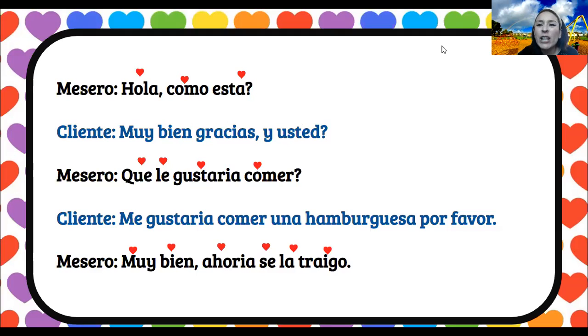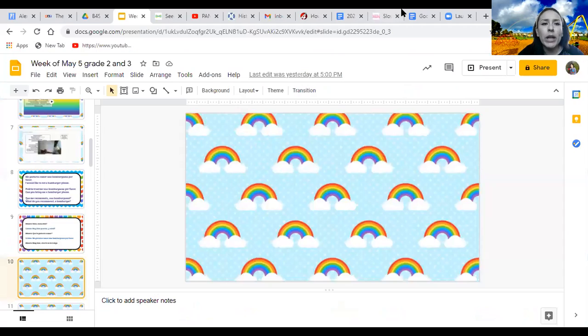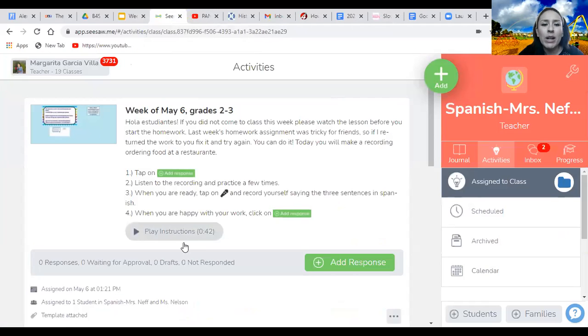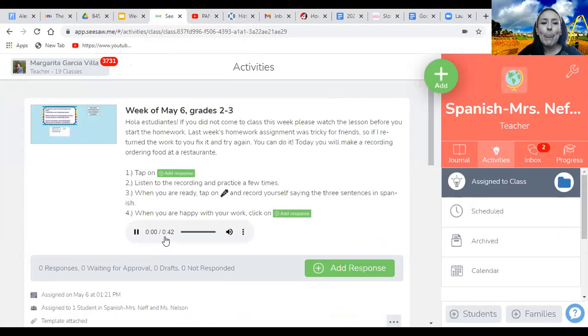Perfect, okay? And like I said, you can always go back and practice again, okay? So this is an important skill to speak another language, especially when you go to a restaurant. That's a perfect opportunity to practice what you know. Okay, estudiantes, so now we did our practice, and now we get to go over the homework assignment together.